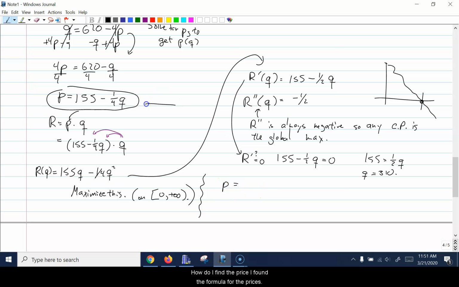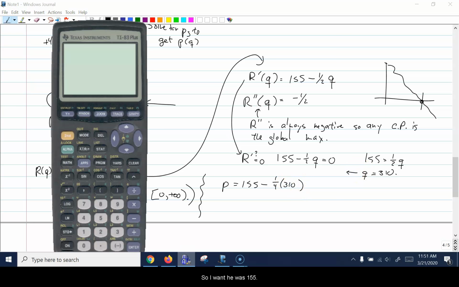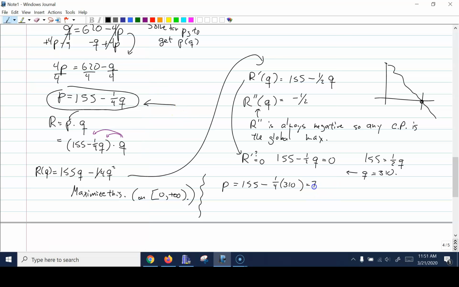How do I find the price? I found a formula for the price a second ago. Price is 155 minus 1/4 q. And the q that will give us the maximum is 310. So what's 155 minus 1/4 of 310? Hey, I typed it in a second ago. It's 77.5. The price that will maximize revenue is 77.5.